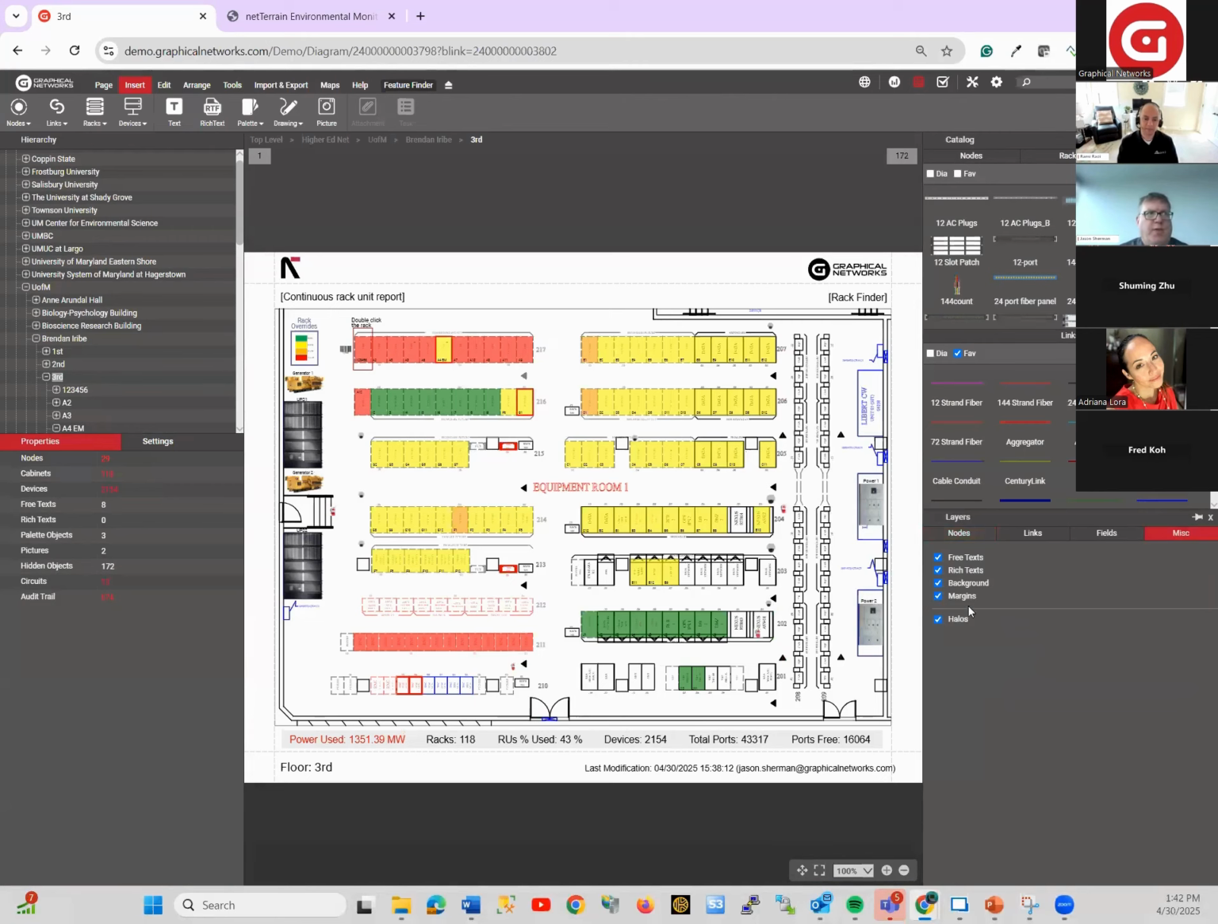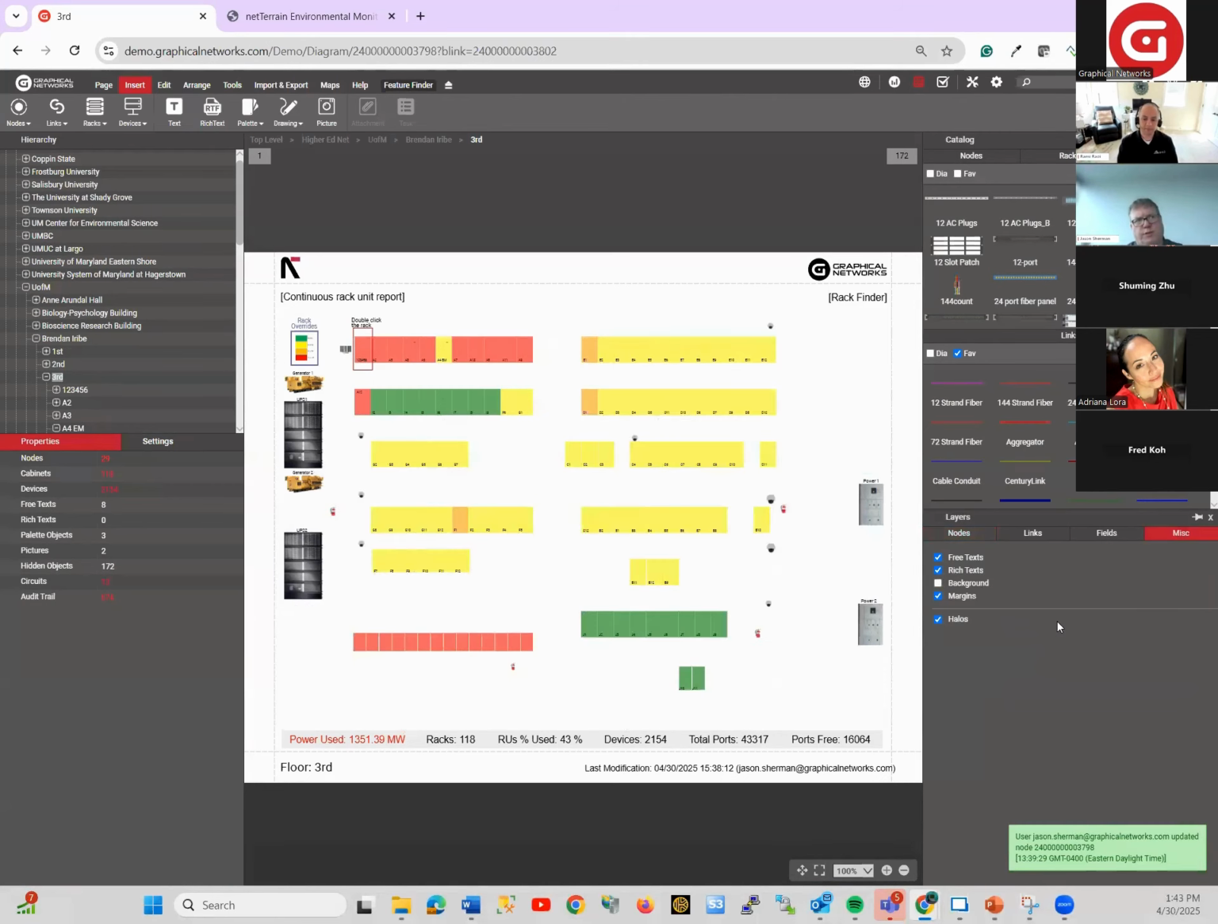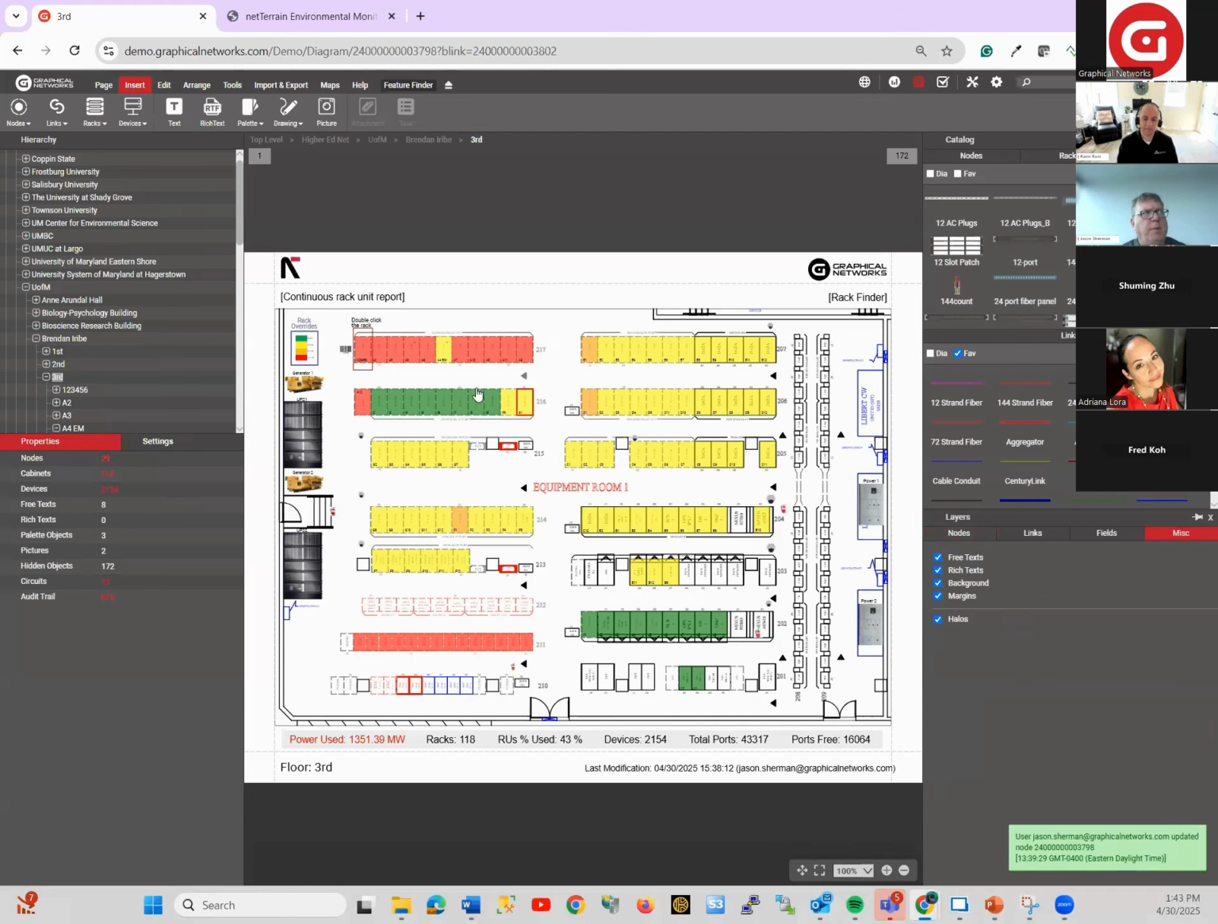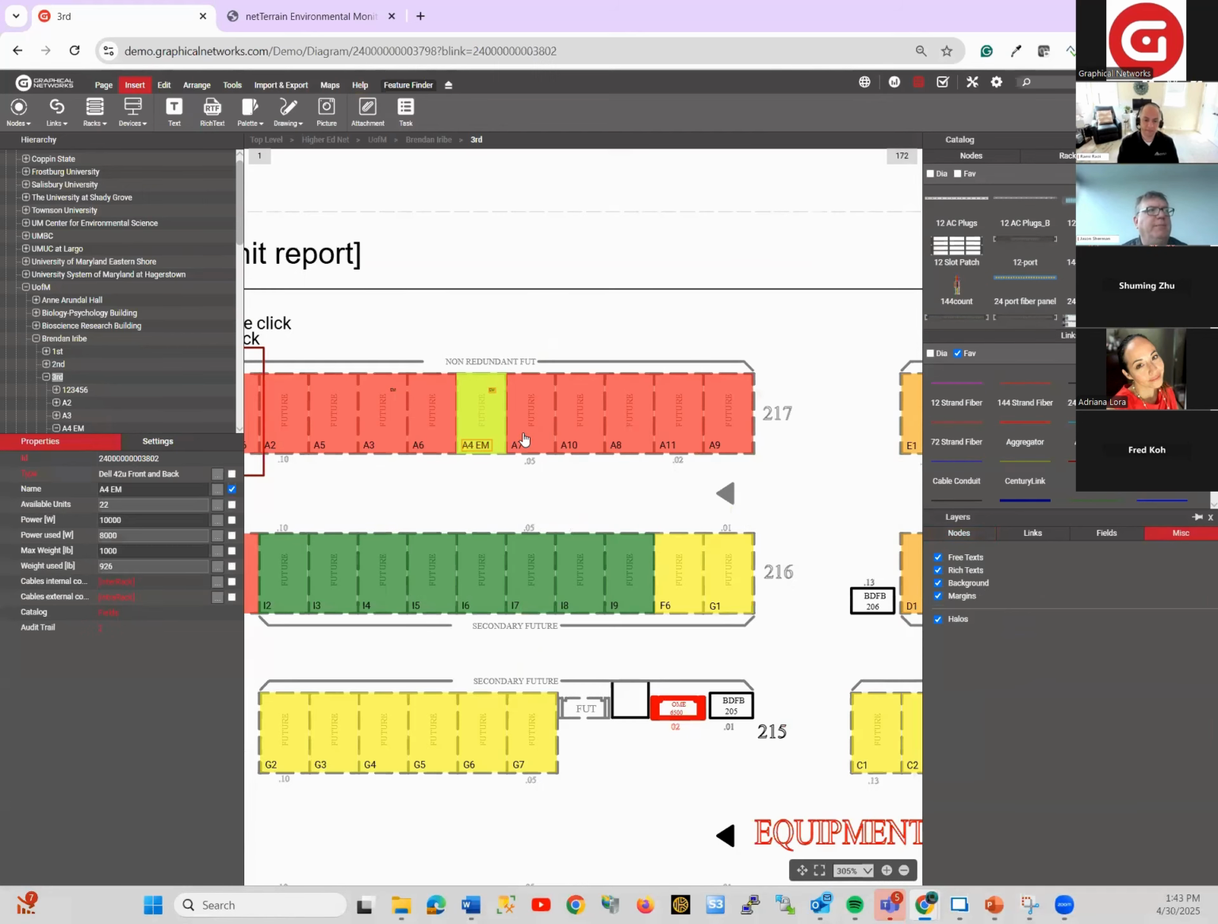In fact, if I turn that off, you would see just what we refer to as netTerrain objects. But here you could see the background, and then I've positioned my cabinets. And you'll see the cabinets are different colors, and those colors are being driven by things like power and rack utilization, and even weight, for that matter. Obviously, with respect to EM, power's sort of the big dog.